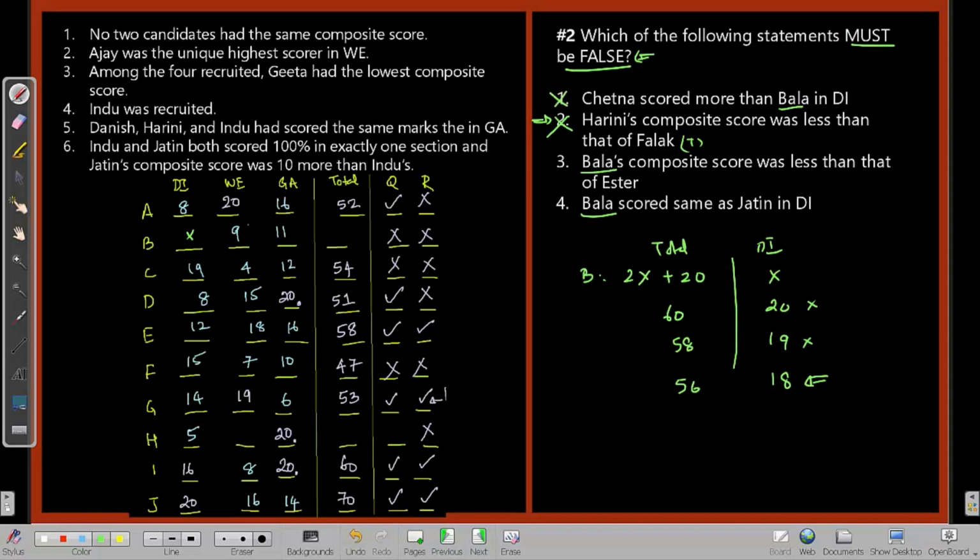Eliminate that. Bala's composite score was less than Esther's. Esther's score is 56. Bala's composite score is definitely going to be less than Esther's, but that's the highest possible score, 56. That's a true statement. We have to eliminate that, and therefore the answer choice is 4.